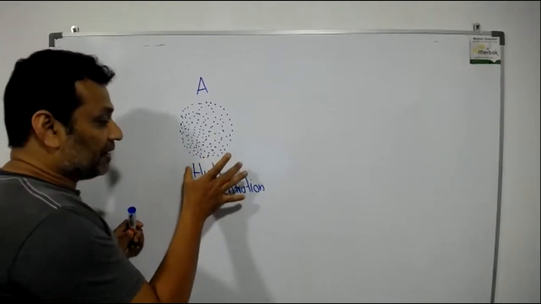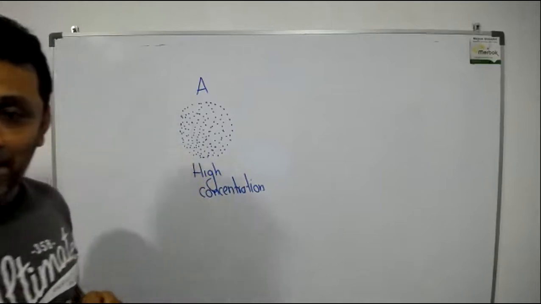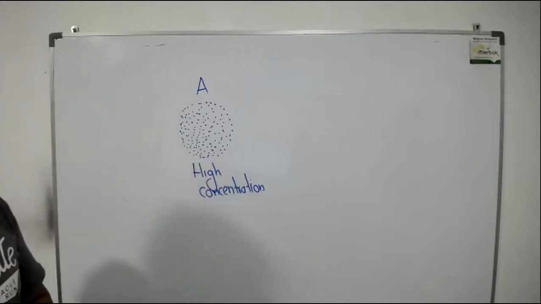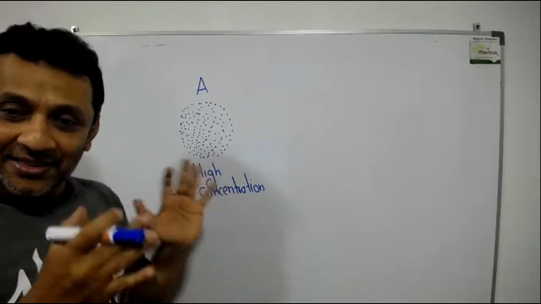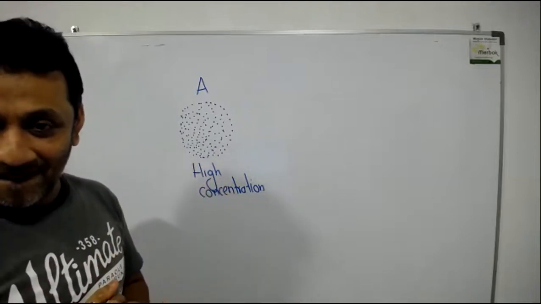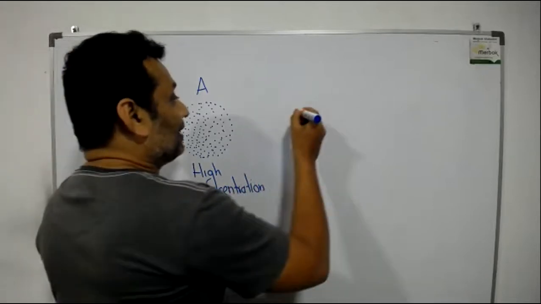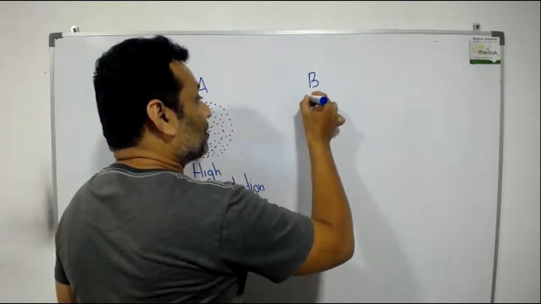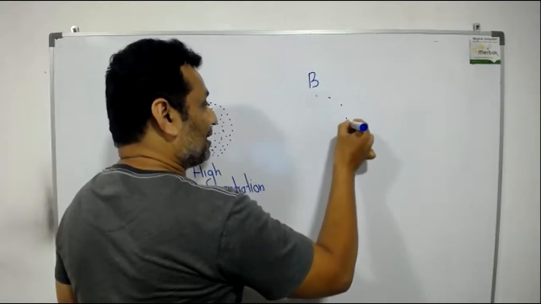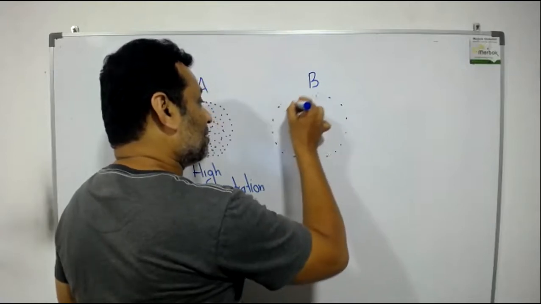So, this is a high concentration place. Why is it high concentration? Lots of particles are there. That place is called, what is it? High concentration. This is place B. Okay, a similar area.